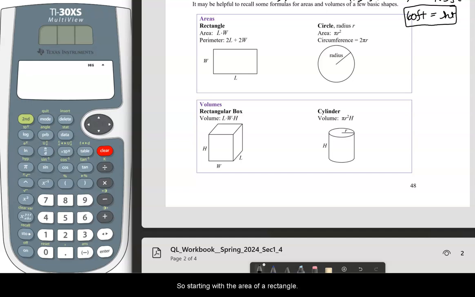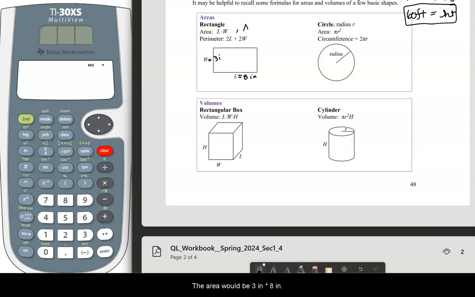So starting with the area of a rectangle, the area is length times width, and the perimeter is 2 times the length plus 2 times the width. So if I just put some numbers here, that the length of this rectangle is 8 inches, and the width of this rectangle is 3 inches, then the area would be 3 inches times 8 inches, which is 24. And inch times inch is inch squared. So the area of this rectangle is 24 inches squared.